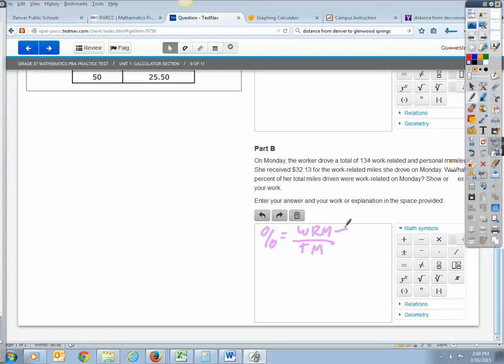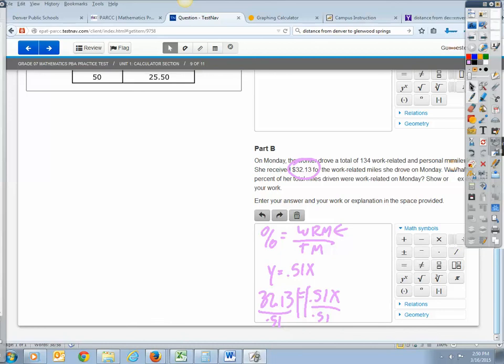And to figure out the work-related miles, I know that she gets y equals 51 cents times x, right? And it tells us that she got $32.13. So $32.13 is going to be equal to 0.51x. So then it's time for me to do some division, because what's the opposite of multiplying the number of miles by 0.51? It's dividing by 0.51.